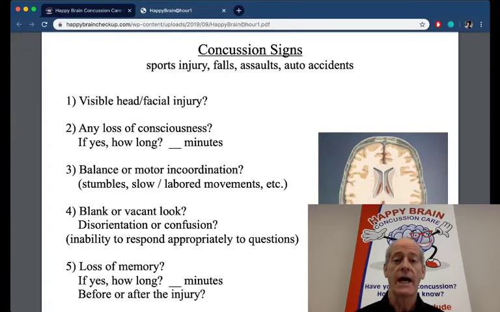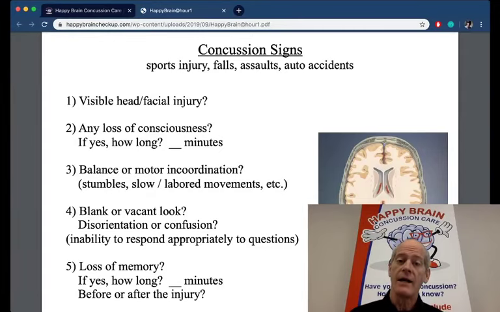What does it take to diagnose a concussion? According to the World Congress on Concussion in Sports, back in 2012, they said it only takes one symptom. The patient says, I have a headache. That could be a concussion. The patient says, I'm dizzy, I'm dazed and confused. That's enough to diagnose a concussion.